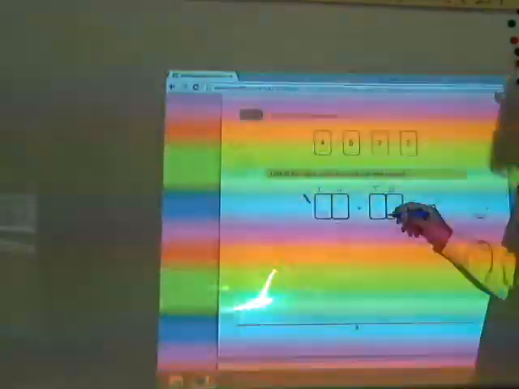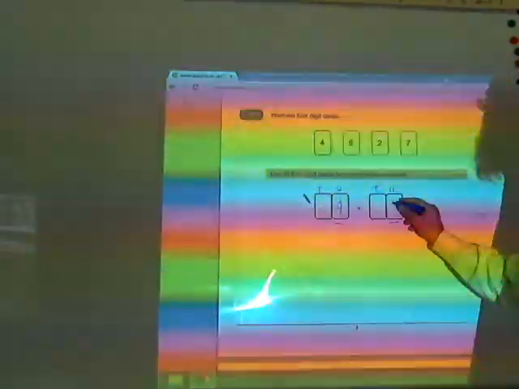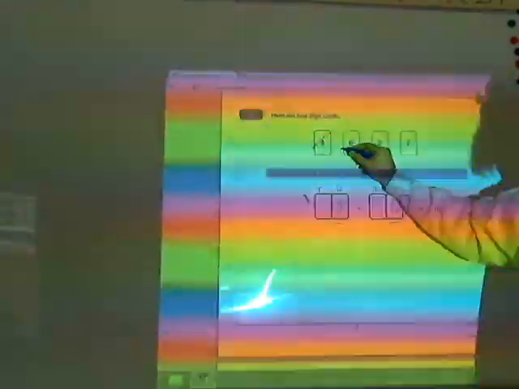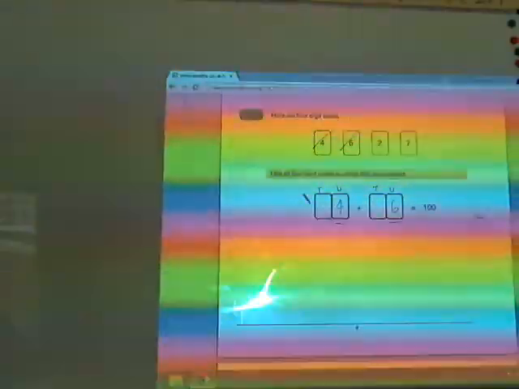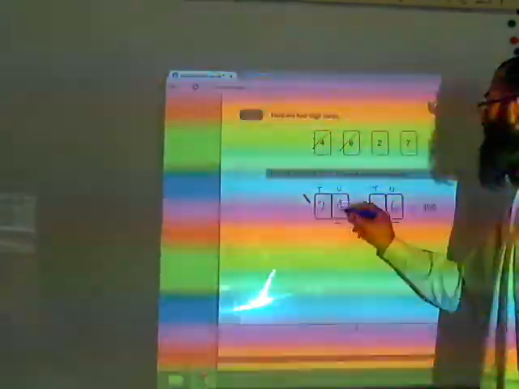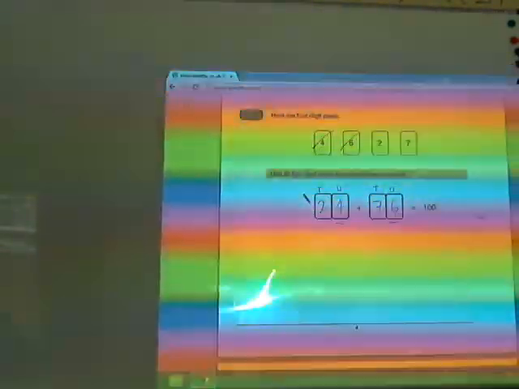6 and 4. 4 and 6. Does it matter which order we put them in? No. Now we have 2 and 7. Does it matter which order we put those in? So that would give us now, inshallah, 100. Okay, let's go.